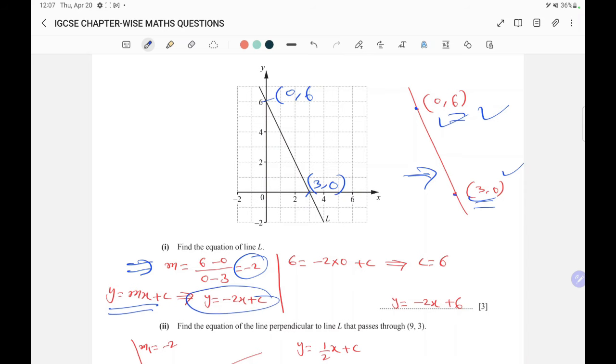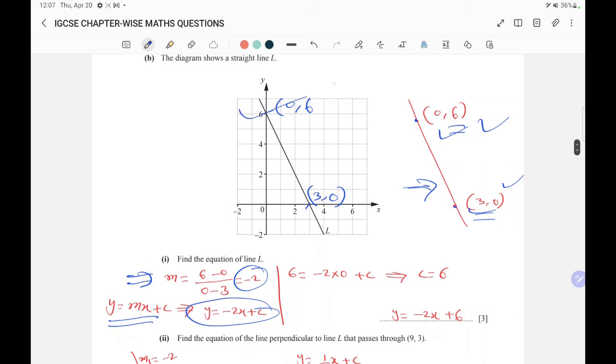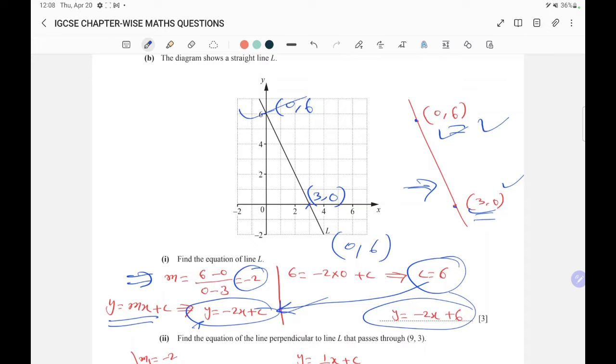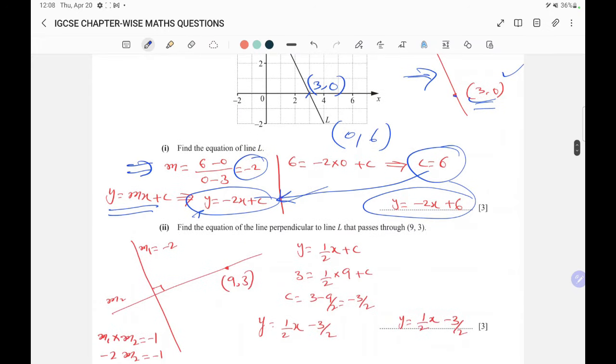Now we need to find c. Just substitute either the first point or the second point, it doesn't matter. So I'm going to substitute 0, 6. So y is 6 and x is 0. So 6 equals 0 plus c, so c equals 6. So just put c over here. So y equals -2x plus c, c is 6. So y equals -2x plus 6.